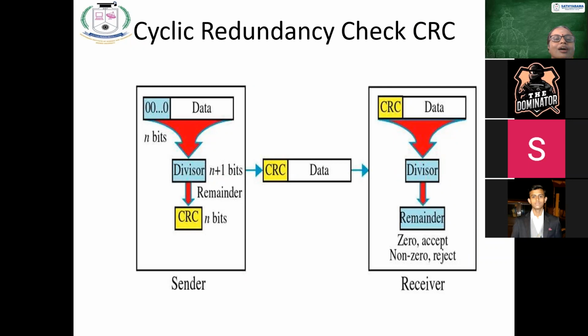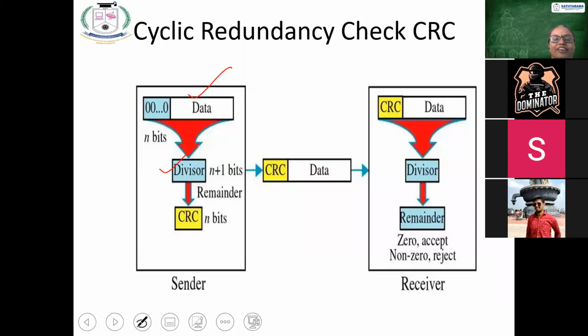Now you understand, this is my data. Then I am doing the division by the divisor, and in the division I am getting my CRC. This is n bits. That CRC will be added with the data. Time is about to go up, ma'am. Oh, sorry. So you just understand only one simple thing. If remainder is 0, accept. If remainder is non-zero, reject. That is the thing.